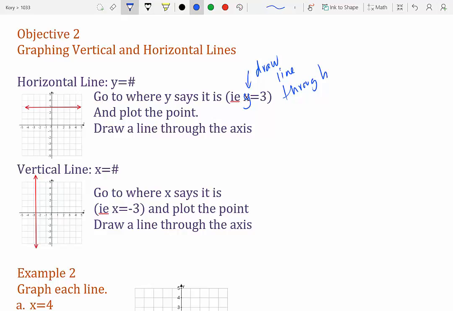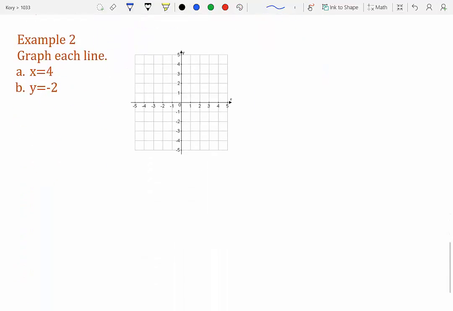Now same thing with a vertical. So vertical is you're going to go to where x says it is. So vertical is always going to be x equals. So you go to where that is and draw a line through the axis. So for example 2, let's graph each line. So x equals 4, that's right here. Draw a line through the x-axis. Y equals -2 is right here. Draw a line through the axis.